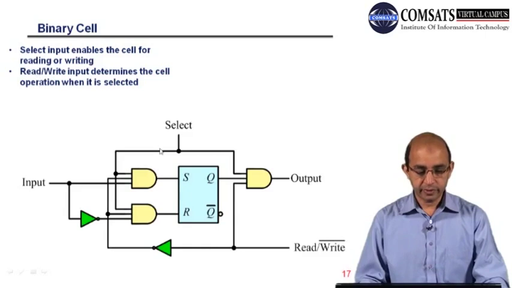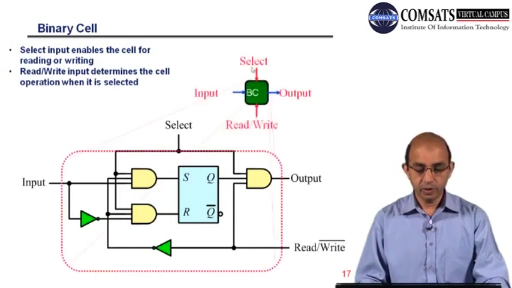The select input enables the cell for read and write. So first of all we have to enable, or this is the select, or you can say enable. Then the read/write input determines the mode, whether we want to read data from this circuitry or write data into that circuitry.